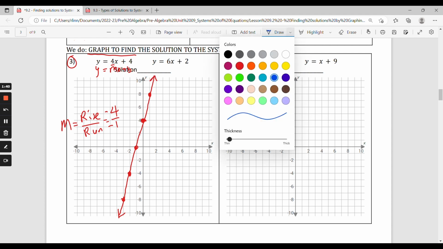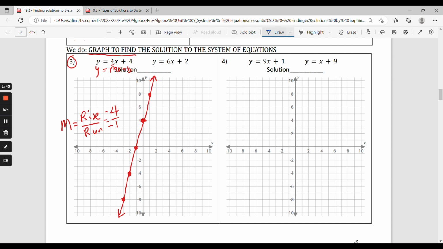So now we need to graph our second line because we need to find the solution to the system of equations, which means we've got more than one. So let's go ahead and look here. Y equals mx plus b. So our y-intercept is plus 2. So let's go ahead and put that positive 2 there. And then my slope is equal to 6. So this time, if my slope is equal to 6, m equals rise over run, that means I'm going to have to make 6 a fraction, which means it's going to be 6 over 1. Not 6 over 6, 6 over 1.